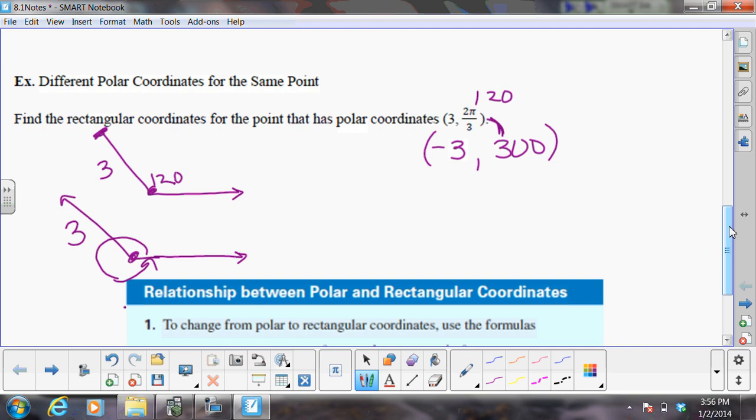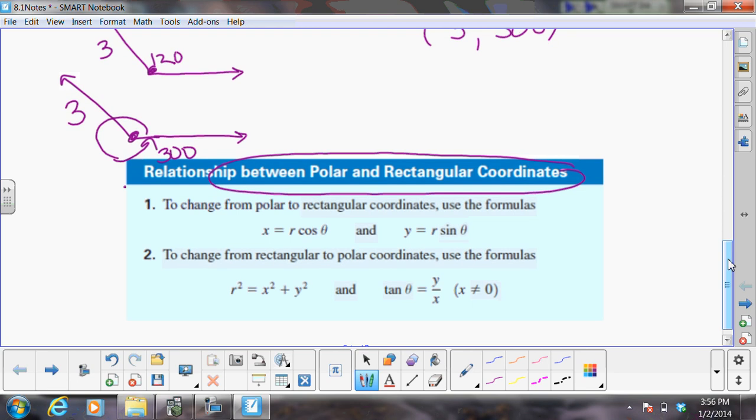This is our 300. And look, it's the same exact picture. That's what that statement's saying, that you could replace those things and still get the same exact picture. Now, rectangular coordinates actually have to do with this down here, how to figure them out.